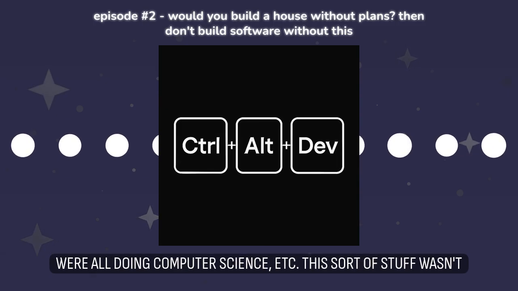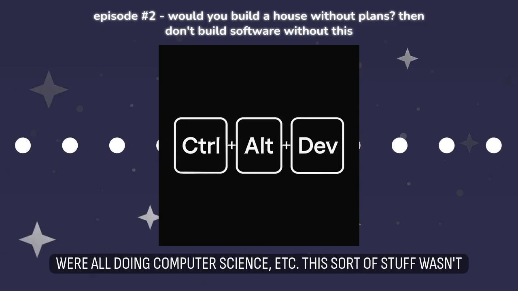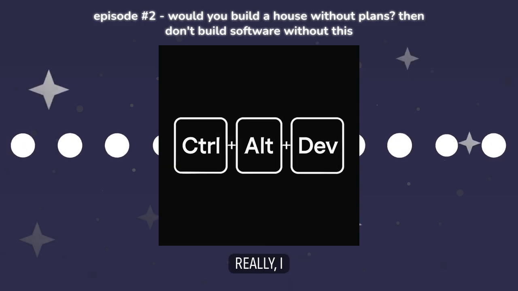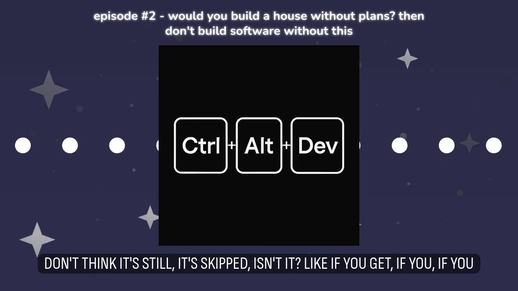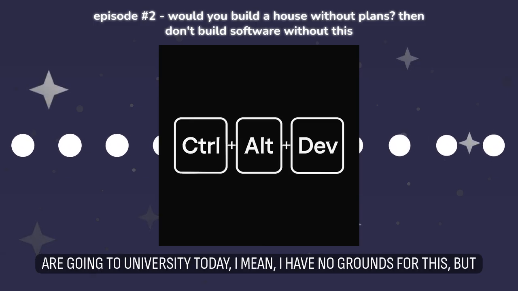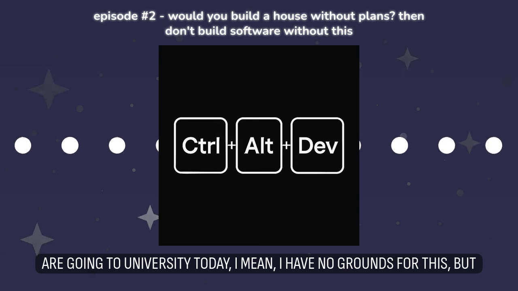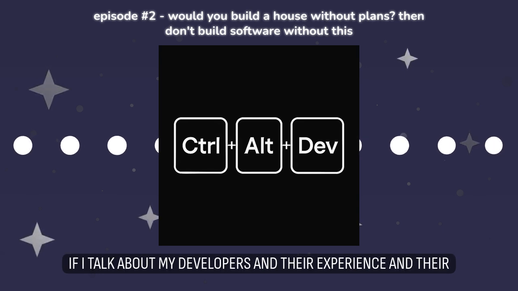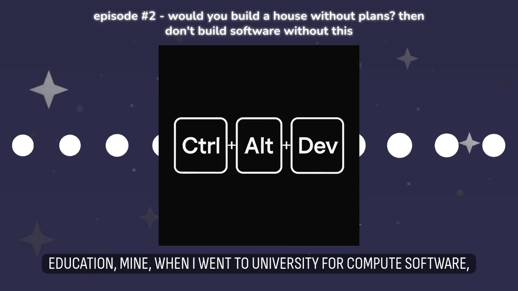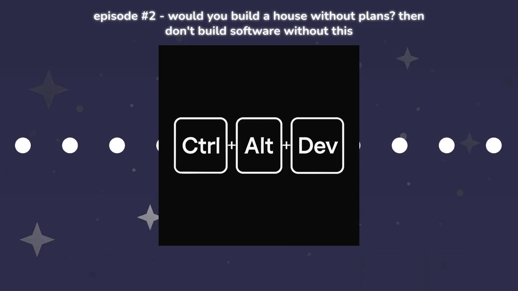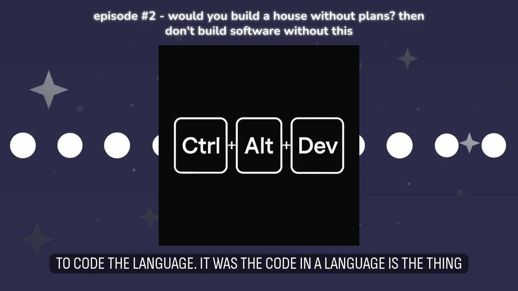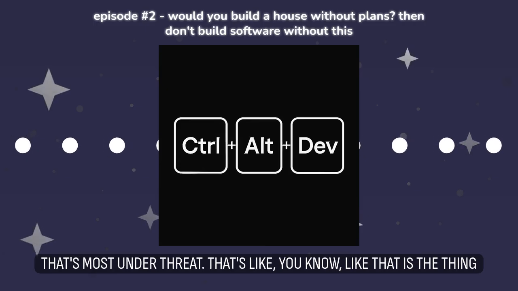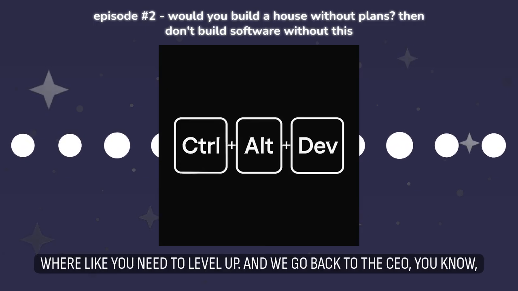But it is interesting because, as I say, when we were at university, all doing computer science, this sort of stuff wasn't really taught. I don't think it's still taught. I think it's skipped, isn't it? If you are going to university today, I mean, I have no grounds for this, but if I talk about my developers and their experience and their education, mine when I went to university for computer software, they didn't once talk about how to get a brief. No. It's all about how to code the language. The coding of the language is the thing that's most under threat. That is the thing where you need to level up.